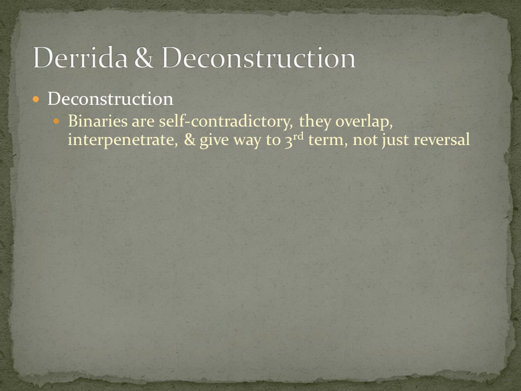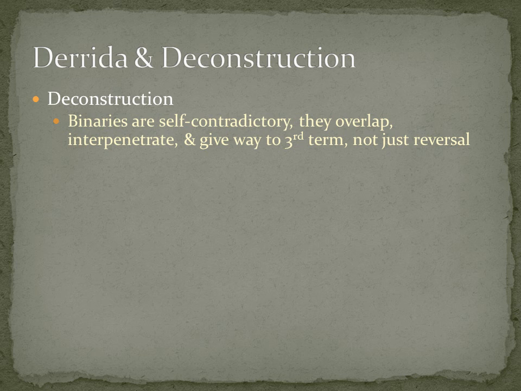But Derrida says all binaries are self-contradictory. They overlap. They interpenetrate. And typically they give way to a third term. Sometimes they can be seen to reverse, but it usually goes beyond it. You don't just flip the two, something new appears.